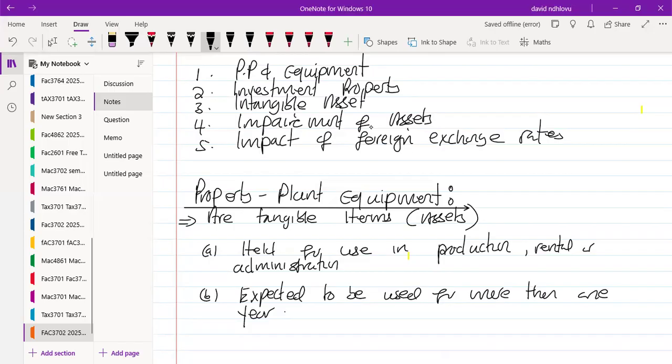So basically, if you have assets that are tangible, which means you can touch them, you can see them, and their purpose is for use in the production of goods and services, or for rental purposes or for administration purposes, then we call that property, plant, and equipment. Remember, it is a non-current asset, which means it is held for more than a year.